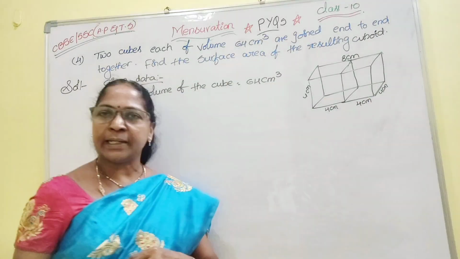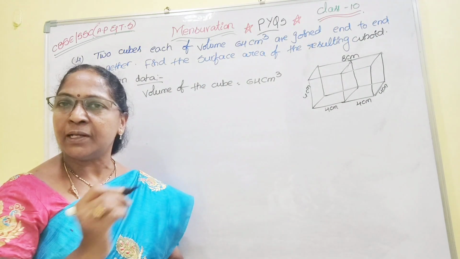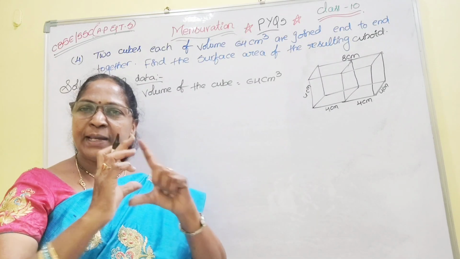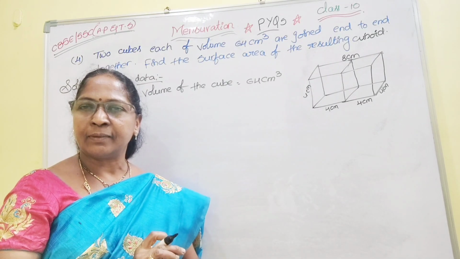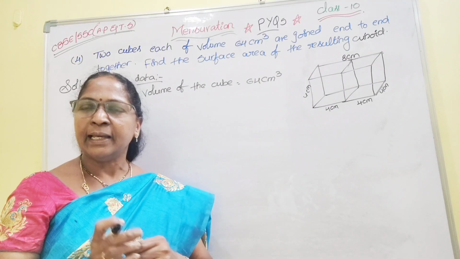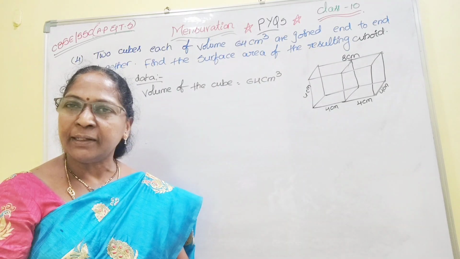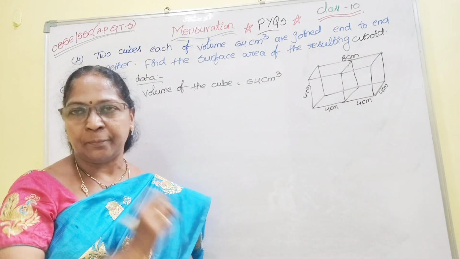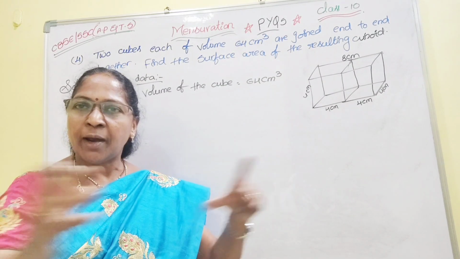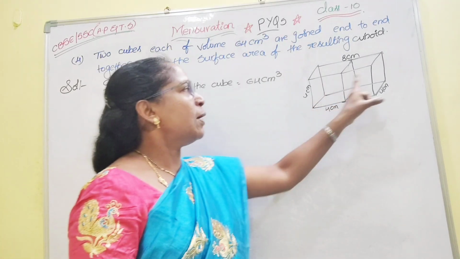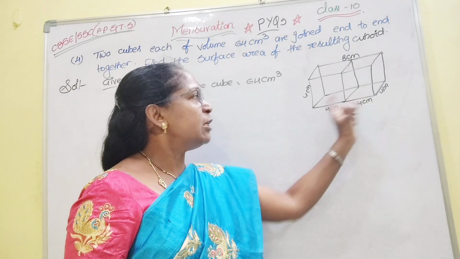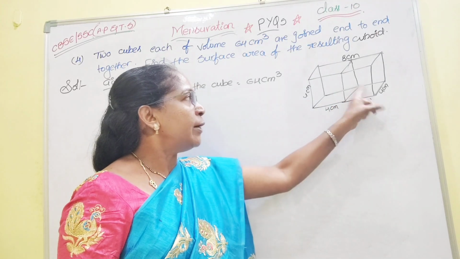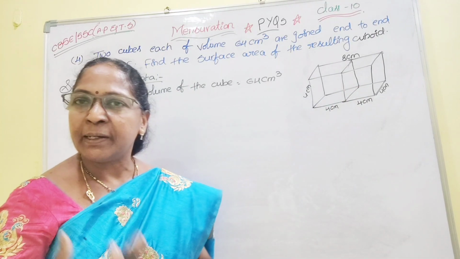Next, the most interesting question. What is that? 2 cubes each of volume 64 centimeter cube are joined end to end together. Find the surface area of the resulting cuboid. So what is the question here? 2 cubes each of volume equal to 64 centimeter cube. That is the given data. Same equal size cubes are there. Suppose a duster is there, which is a rectangular shape actually. If you cut it into 2 equal pieces, each will become a cube. When you join both cubes, this is one cube and this is another cube. Whenever these two are joined end to end, that means this end will join to the next cube, then it will become the cuboid.